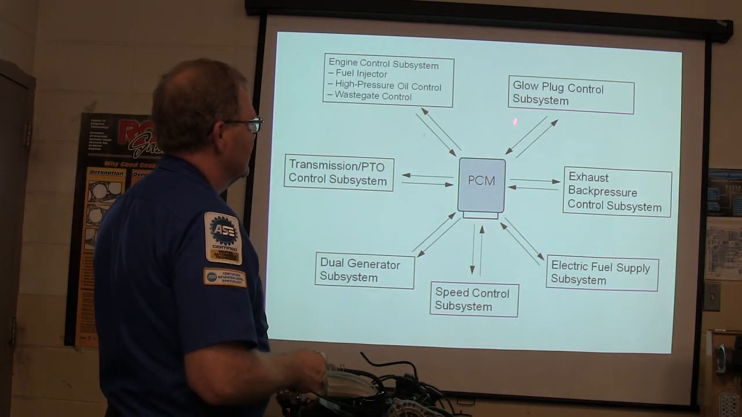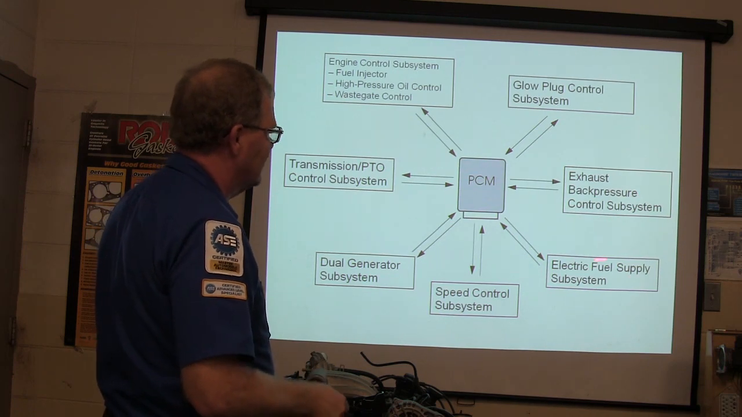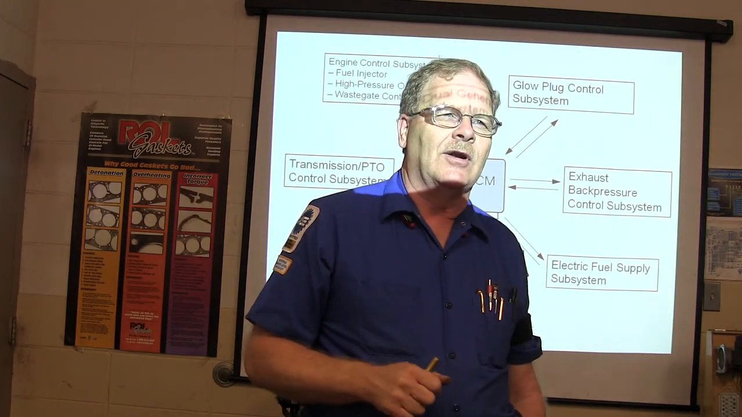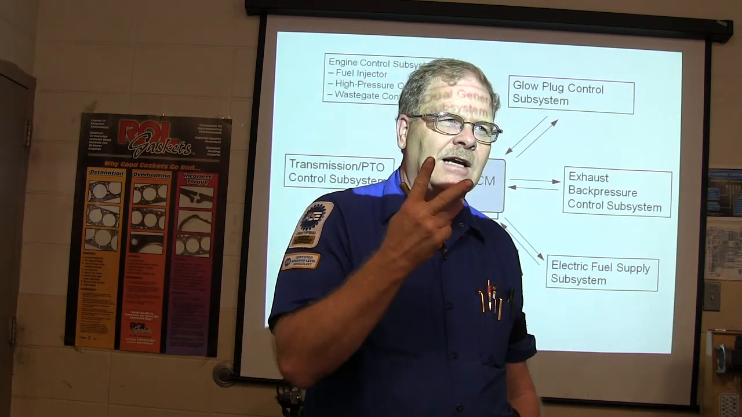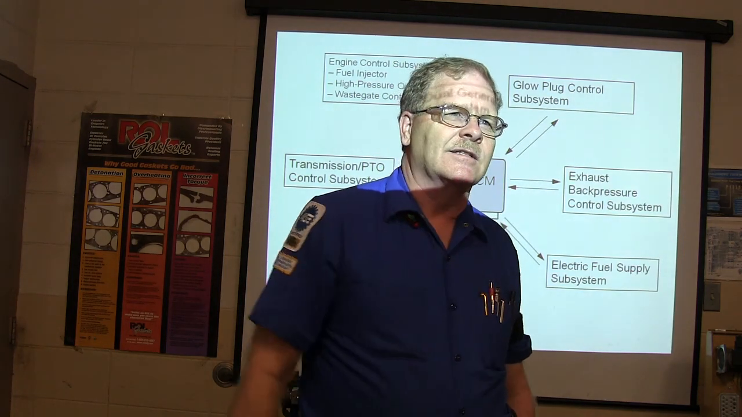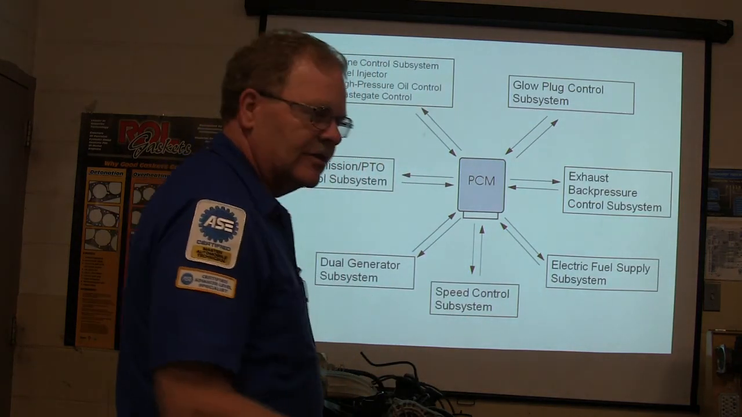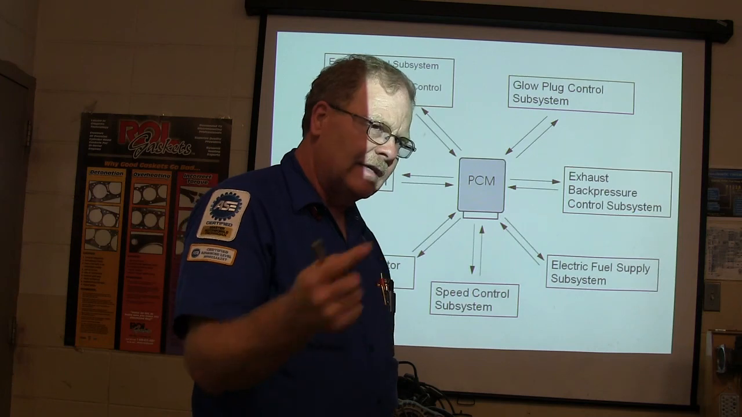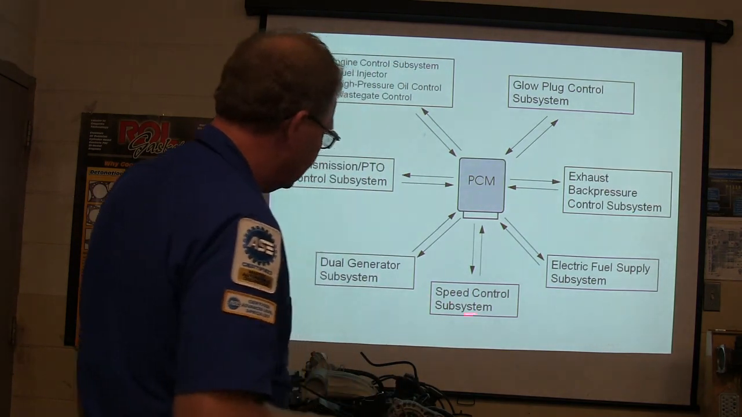Yeah, glow plug control system, exhaust back pressure control system, electric fuel supply subsystem. When you switch on the key on a gas burner, how long does the fuel pump run when you just switch on the key without spinning it? A second or 2 seconds. On this, it runs 20 seconds. Now, this is the second generation Power Stroke that I'm talking about. There's not an electric fuel supply system on the older ones. That actually came out in the second generation.